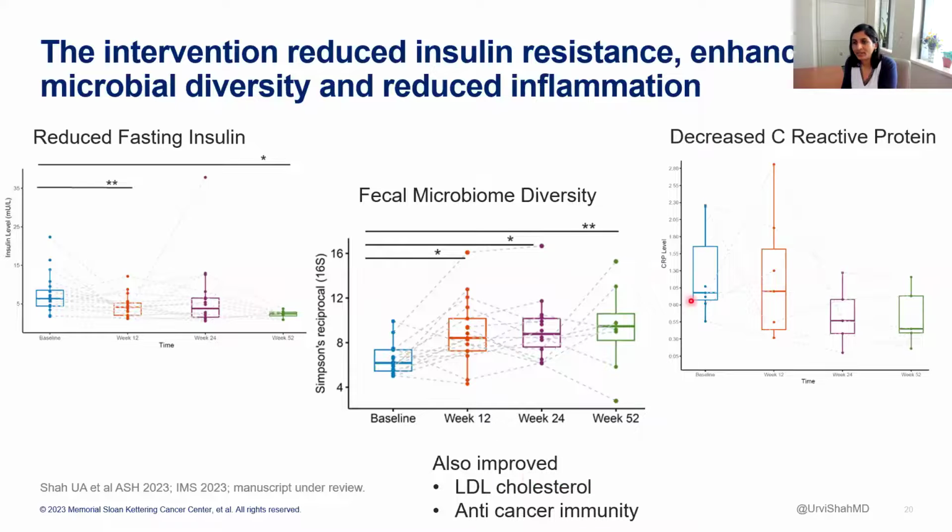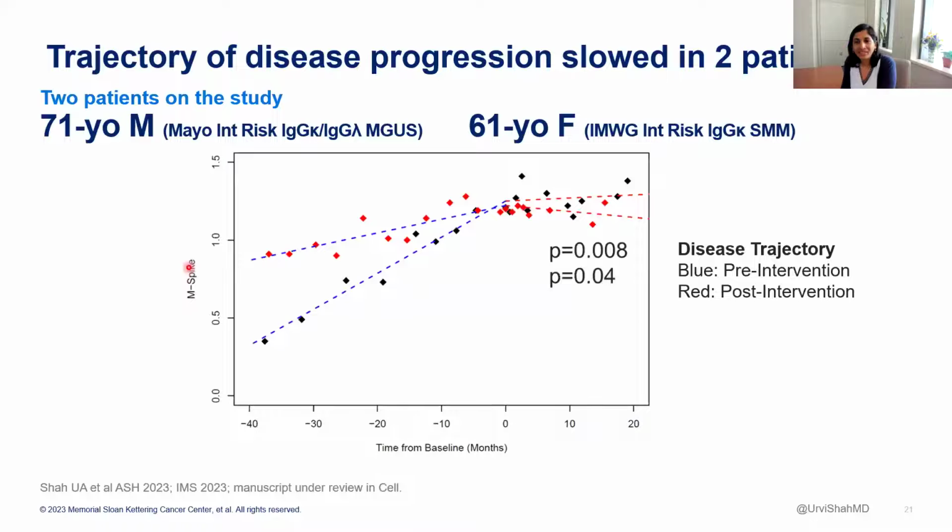It came down, and we also saw 7 patients had an elevation in their inflammation marker called CRP, and this reduced by about half in those patients. So the most important thing you might ask is, what about the trajectory of disease progression?